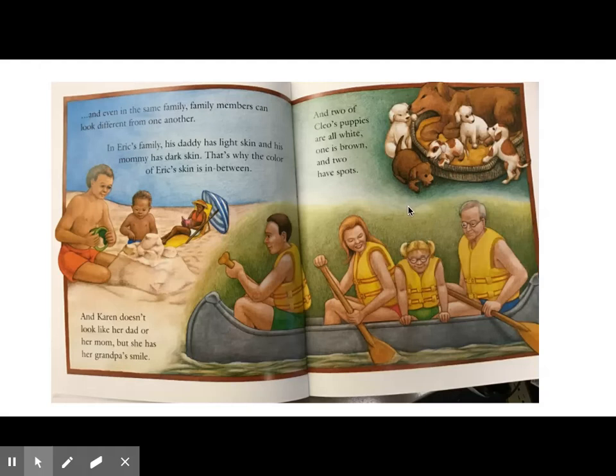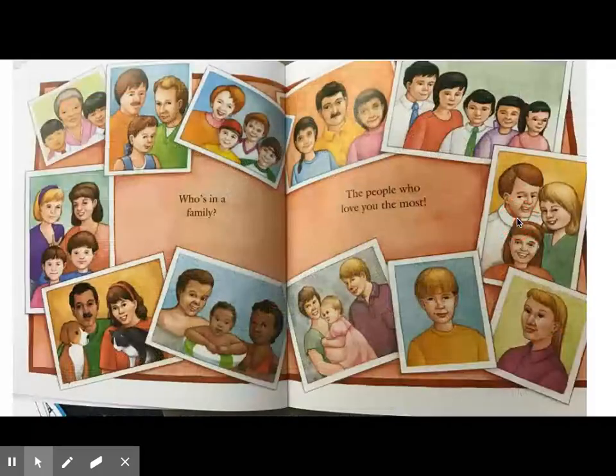And depending on how your family came together, in some families, if it's a birth family, people might look more alike. And if it's a family where the family came together through adoption, kids might look different from parents. It really depends on how the family came together. Who is in a family? The people who love you the most.